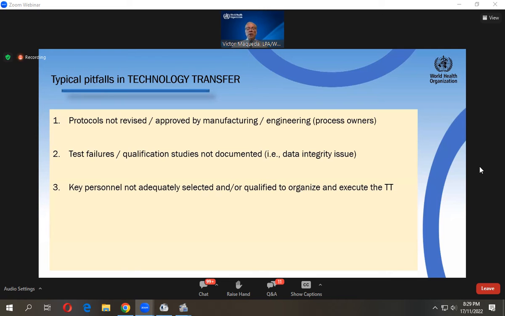Key personnel not adequately selected or qualified to organize and execute the tech transfer. Okay, this is very critical in tech transfer. And that's why the first part by Dr. Dong gave exactly the picture, because one aspect is how is the key personnel or the trained personnel available, for example, in a country which is the receiving unit, right?